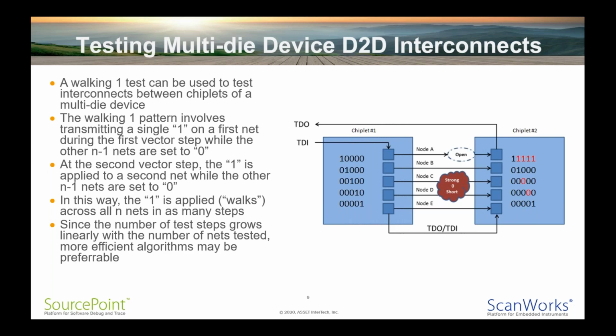The graphic to the right demonstrates this concept of walking ones on a group of nets applied by the transmit boundary scan cells on the left and the value captured by the receiving boundary scan cells on the right. The values in red indicate bit miscompares due to faults. Although walking one will uncover structural defects, the number of test steps grows linearly with the number of nets tested. Thereby, a large number of vectors are generated. So this might not be the most efficient algorithm to test our nets.